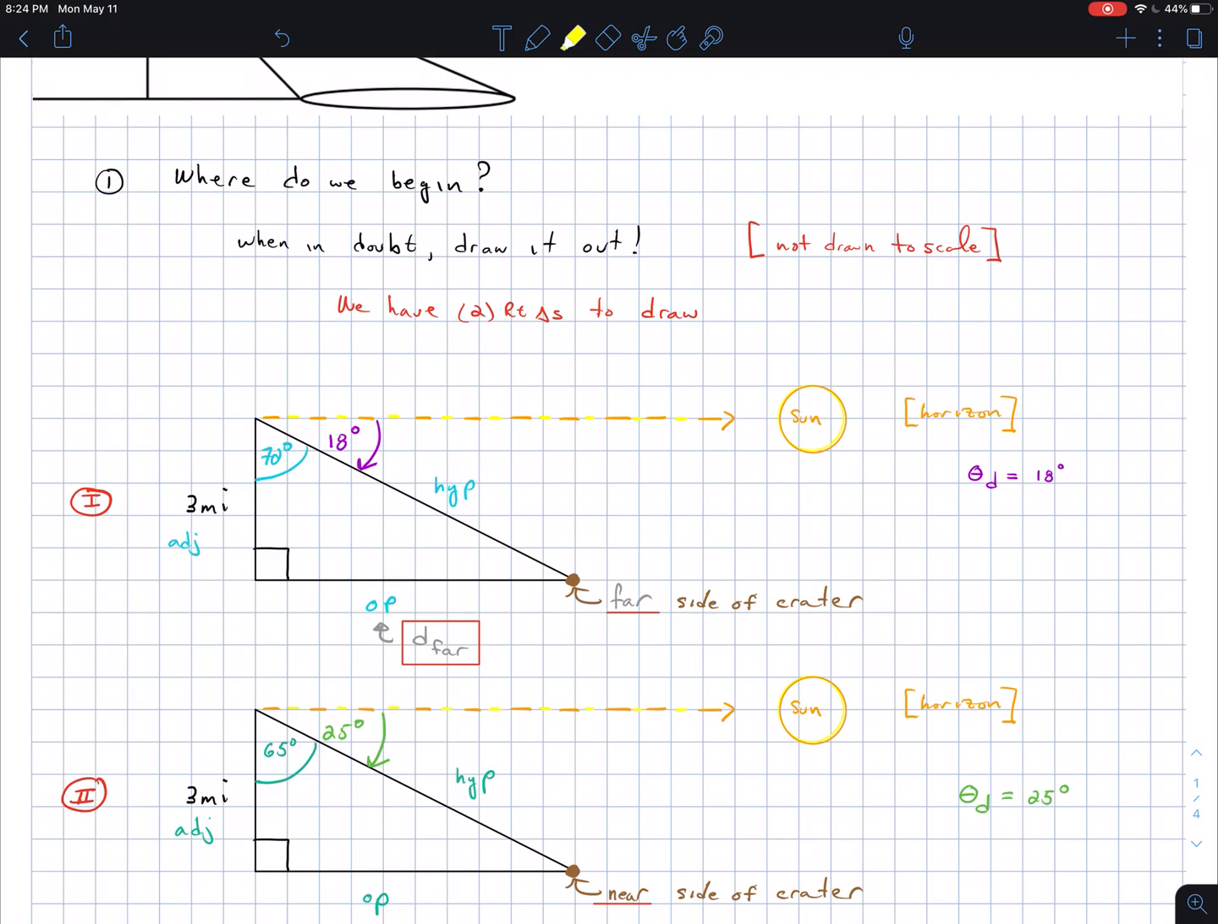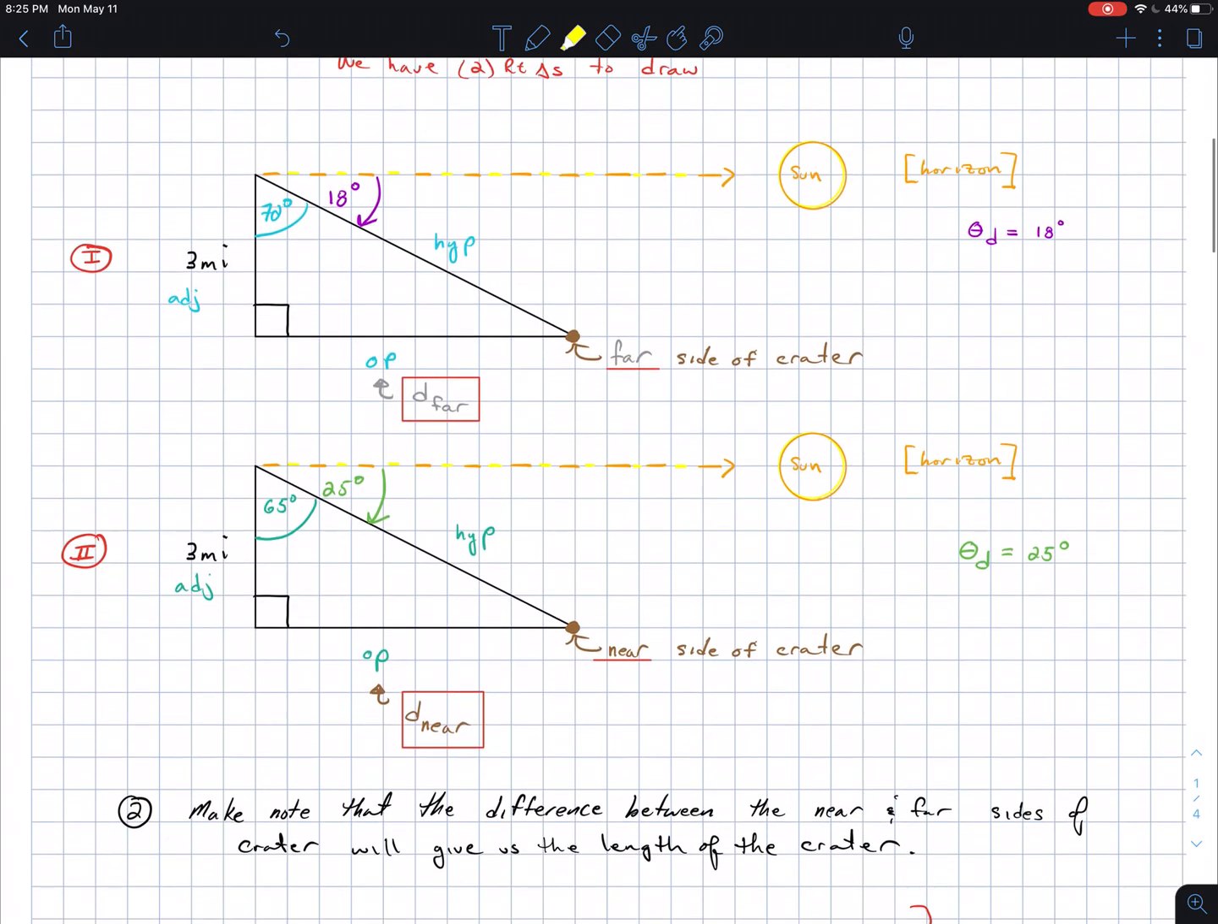And then I also made a little subscript label of the distance of the far region. Okay? So in the far side of the crater, right? So what we have is this distance here that we're going to be talking about. And this distance here is the distance for the far region of the crater.